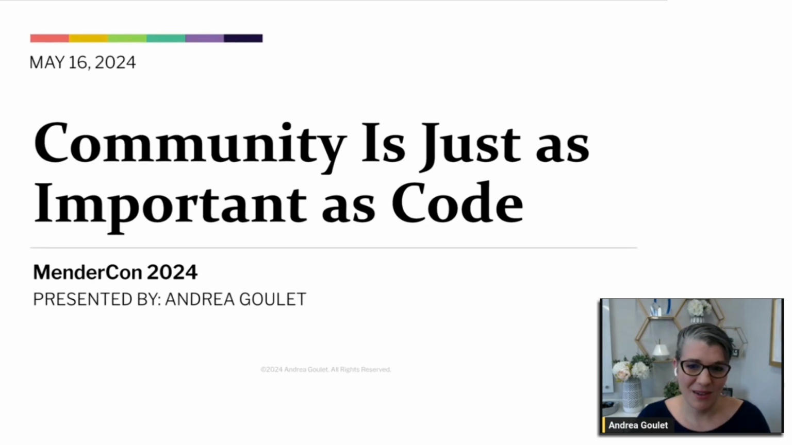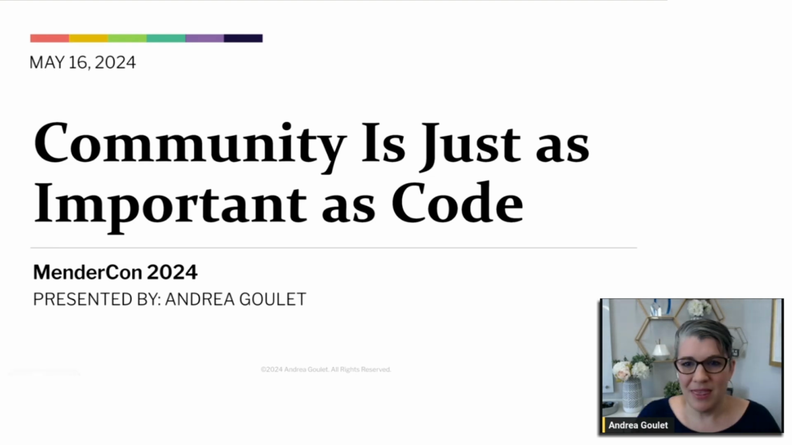So today I'm going to talk about community, because community is just as important as code. I'm going to go over kind of the history of how this amazing community got started and why it's such a thriving community for so many of us, and then how we can bring those principles of amazing community to the work that we do on our teams and also for our code bases.